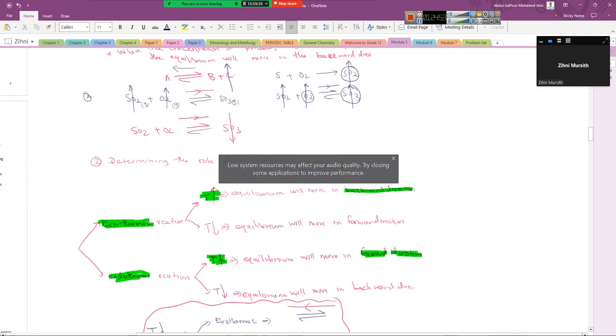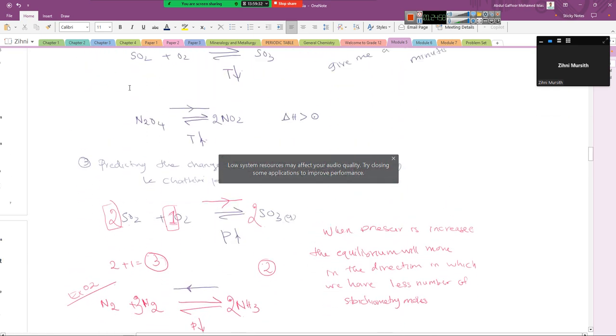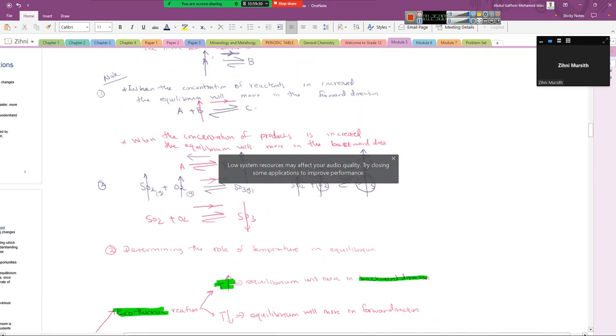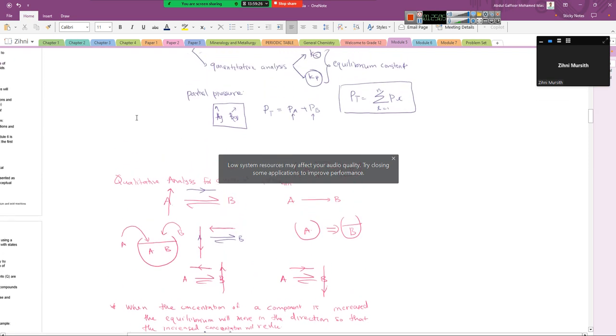Okay, so now we will move to the quantitative analysis of equilibrium, right? Do you have any questions to ask regarding this qualitative analysis of equilibrium using the Le Chatelier principle?